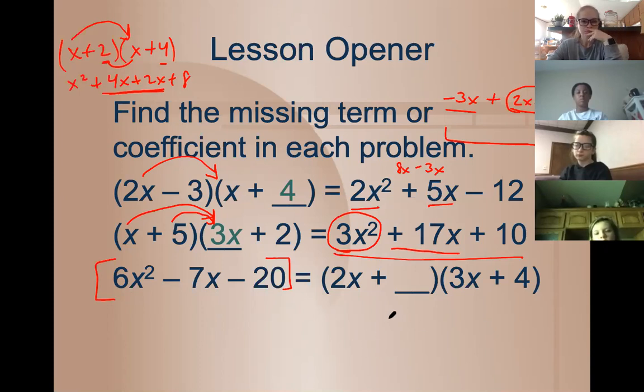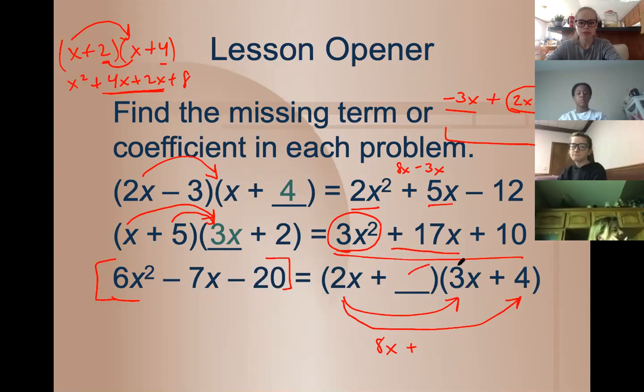So they went ahead and broke up the 6x squared: 2x and 3x. So 2x times 3x, that's 6x squared, which is what they have right here. 2x times a positive 4, so this is my outside terms, that's 8x, plus my inside terms. There should be a number right here. When I multiply by 3x, add that to 8x to get negative 7x. Well, I don't know what that is, so let's just leave that blank right there.